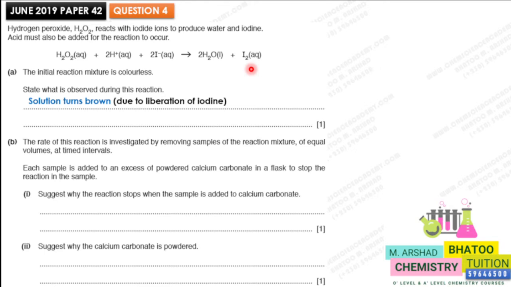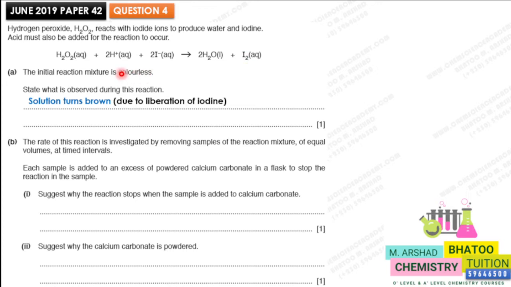Part B. The rate of this reaction is investigated by removing samples of the reaction mixture at equal volumes at time intervals. Each sample is added to an excess of powdered calcium carbonate to stop the reaction in the sample. Explain why the reaction stops when the sample is added to calcium carbonate. Calcium carbonate neutralizes the acid. You see this reaction is taking place in the presence of H+, the acid. If you remove the acid from this reaction mixture, the reaction stops.